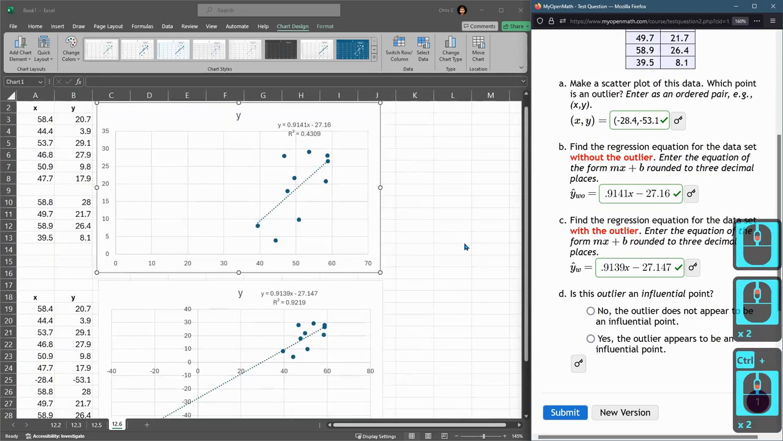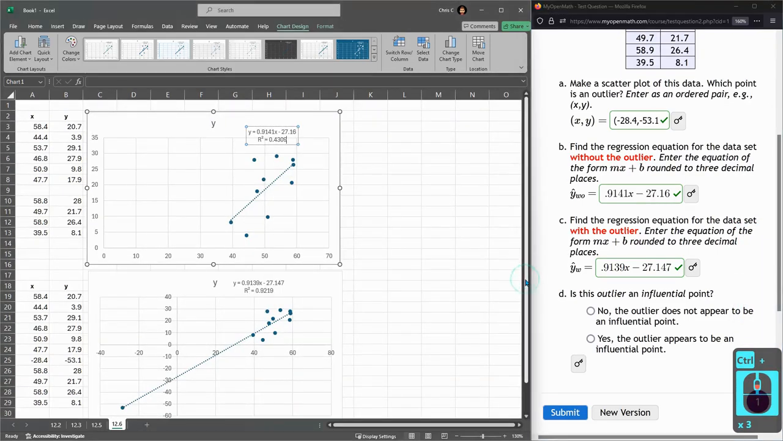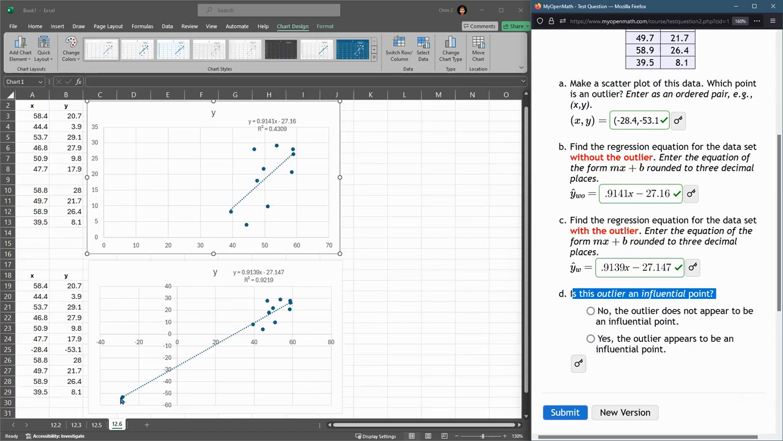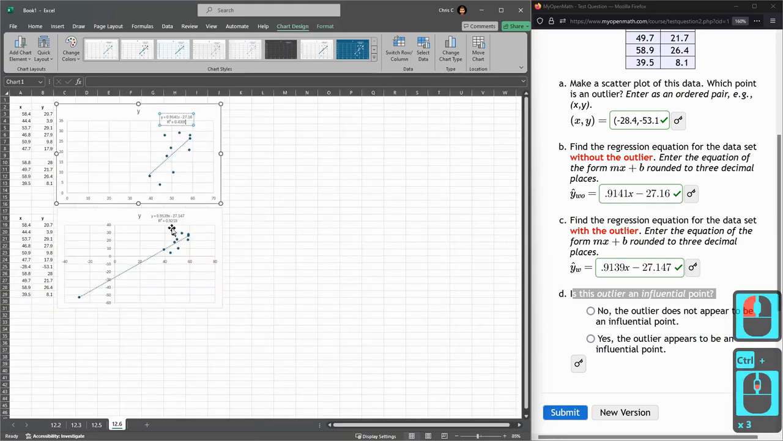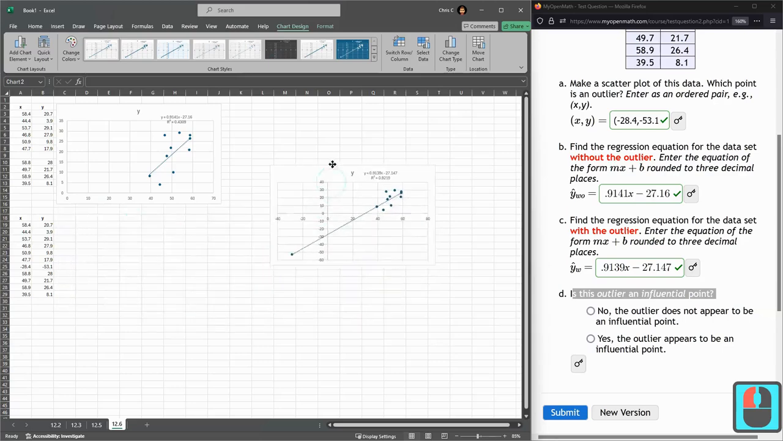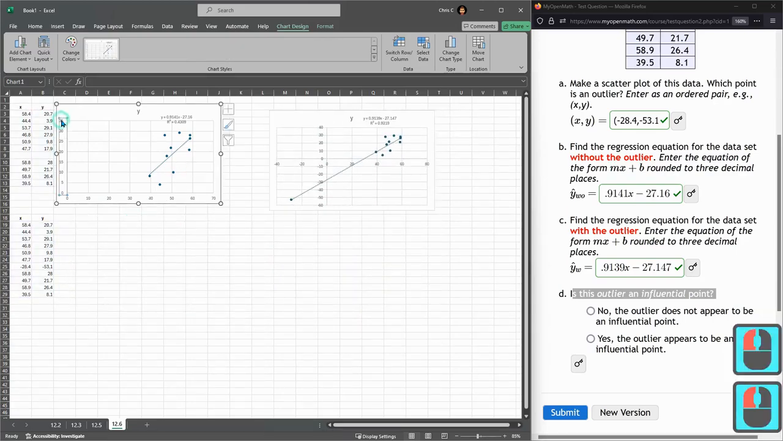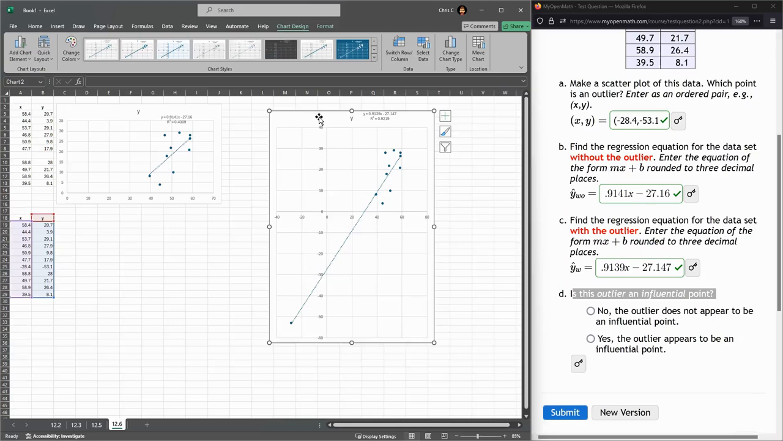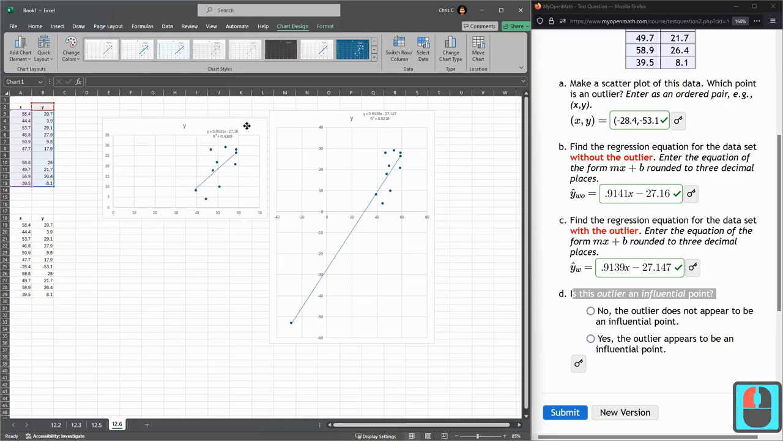I'm going to zoom out on Excel so I can compare these two. So the question is, is the outlier an influential point? My outlier really was kind of in line with, it's hard to see on these charts. Let me make them, if you notice the y value here goes 0 to 35. So I'm going to take this chart and spread it, make it wider, trying to line up 0 and 35 if I can.